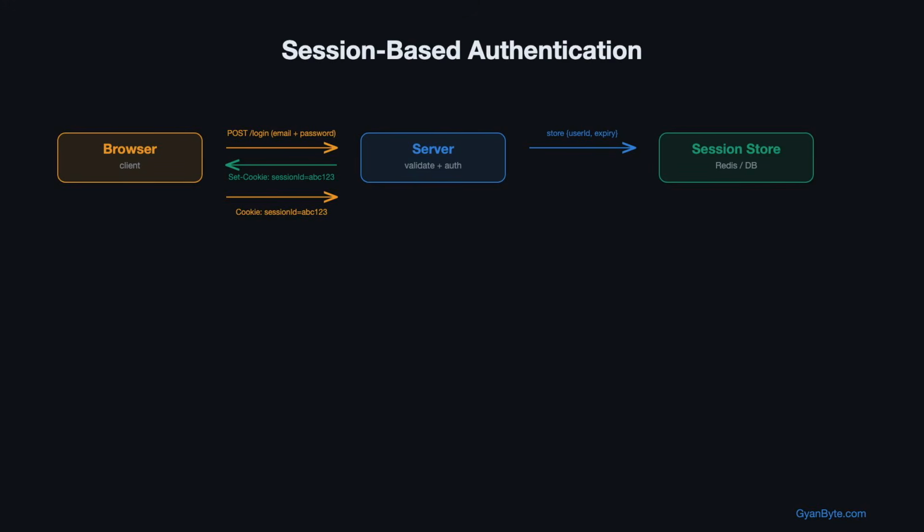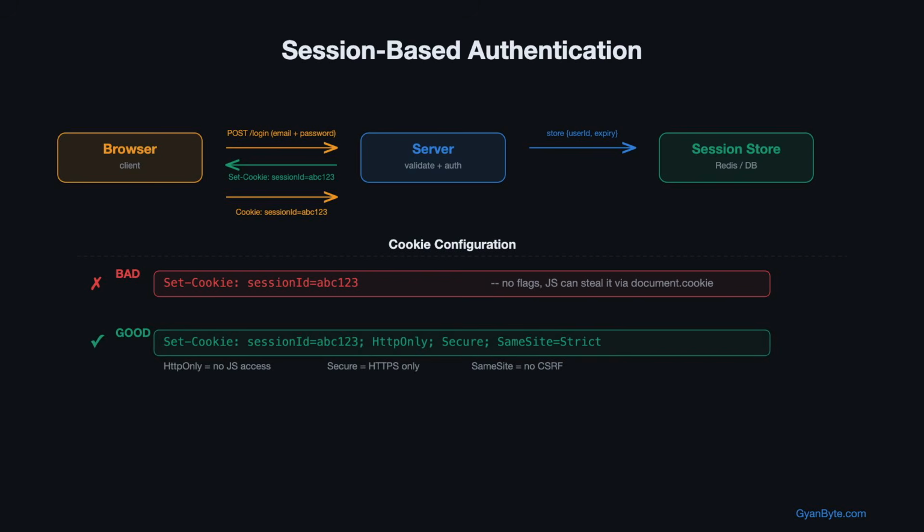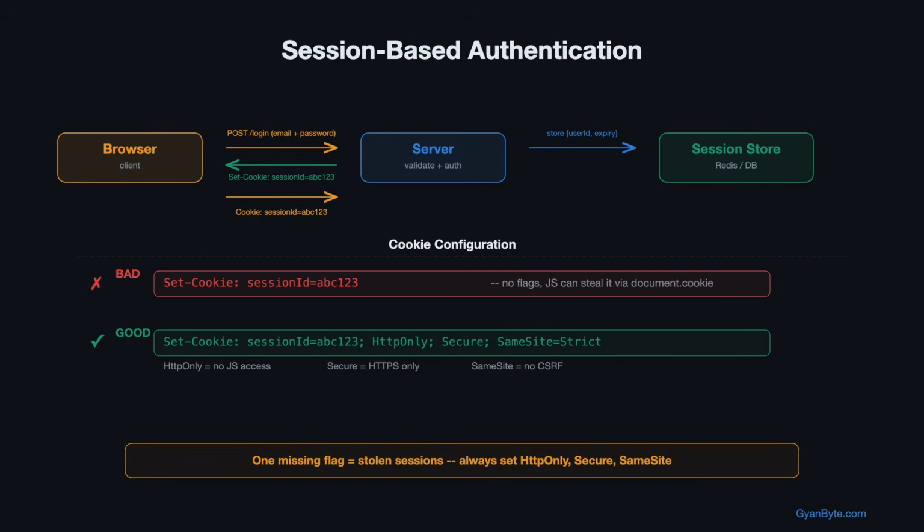Now, here's the mistake developers make. They set the cookie like this, bare with no flags. An attacker running JavaScript on your page can steal this cookie instantly. The fix is simple. Add 3 flags. HTTP only. It prevents JavaScript access. Secure ensures it only goes over HTTPS. Same site strict stops cross-site request forgery. One line is the difference between a secure cookie and a stolen session.